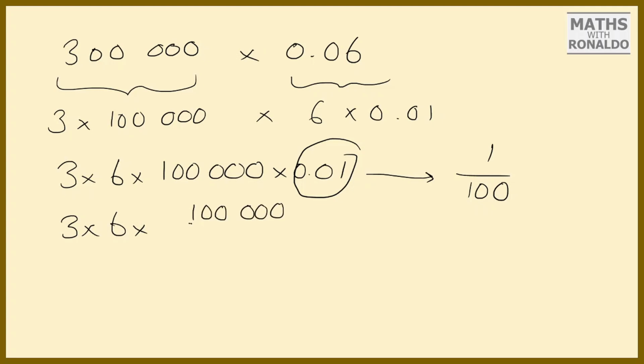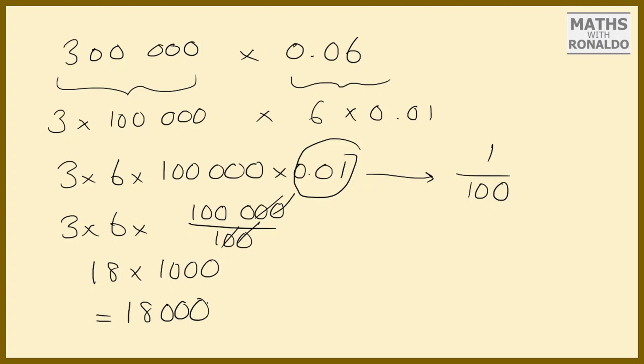So now we can say 3 times 6 times 100,000 divided by 100. And remember, the zeros cancel out, so that's 1 0, that's a second 0. So now we have 3 times 6, which is 18, times 1000, and that is equal to 18,000. Similarly, you can do that with division, just as I have done here, and apart from that, fairly straightforward.